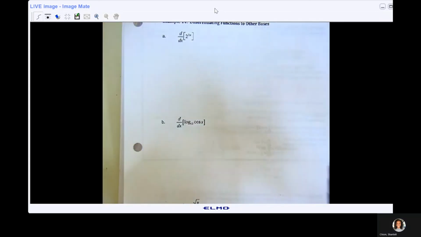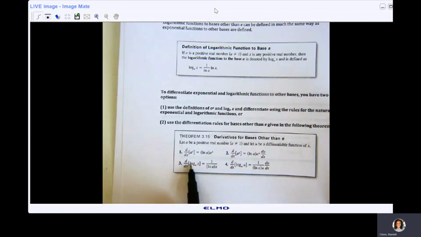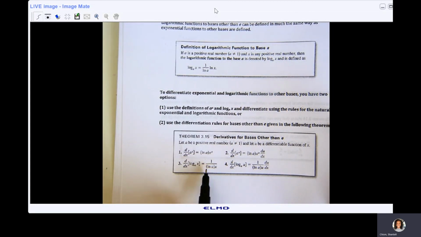Alright, so thinking about what we know, let me make sure I mention this. The derivative of log base a of x, that is 1 over ln of a, x. Remember, ln of a is still just a constant. 1 over ln of a, x. Okay, and that is because, again, this is a constant.